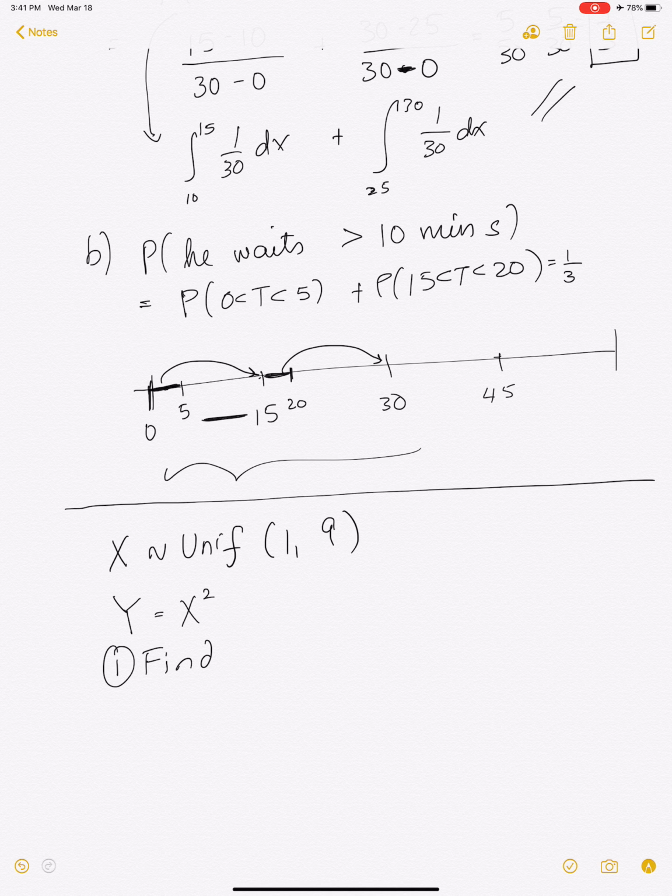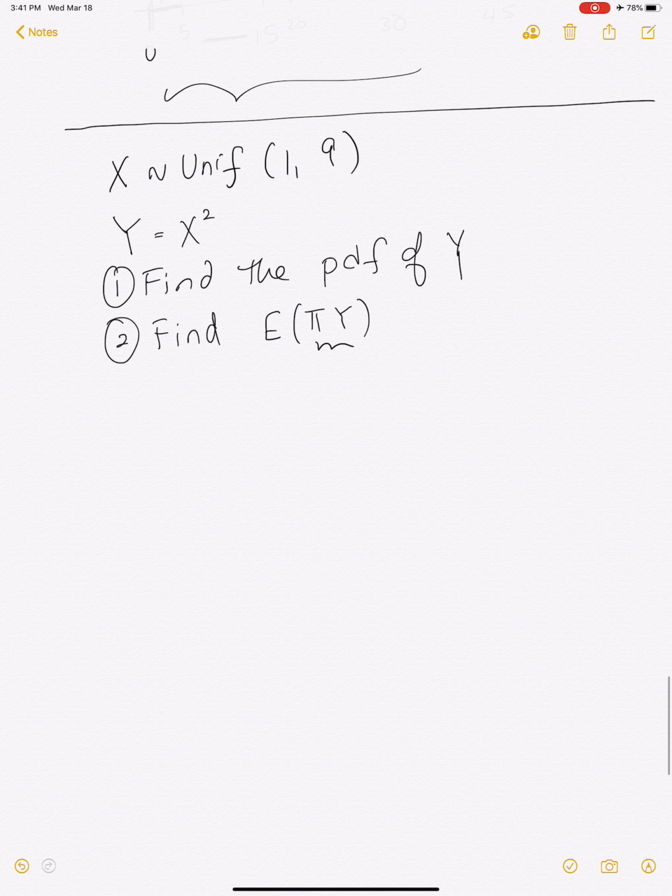1, find the probability density function of Y, and 2, find the expectation of pi times Y. Just a little something, because this would be the expectation of the area of the pie, not the pie, the pizza pie. Okay, all right, so we want to find the PDF of Y.